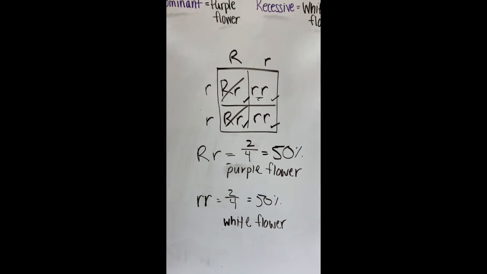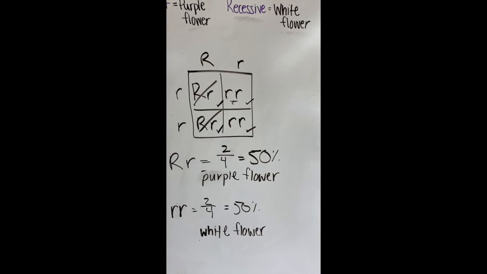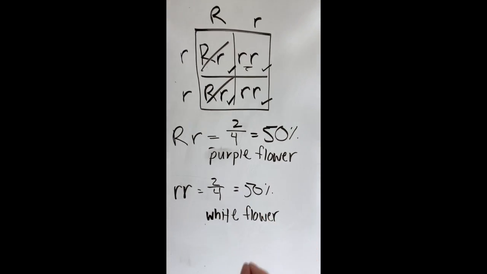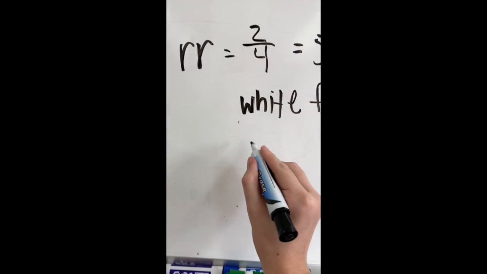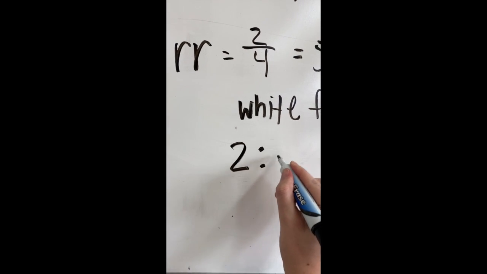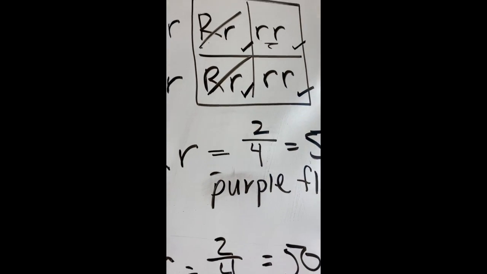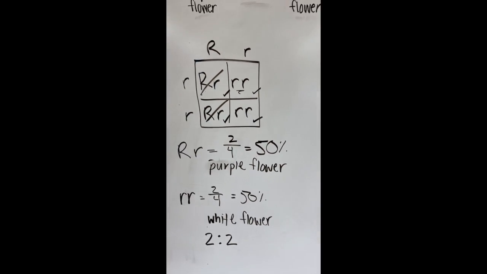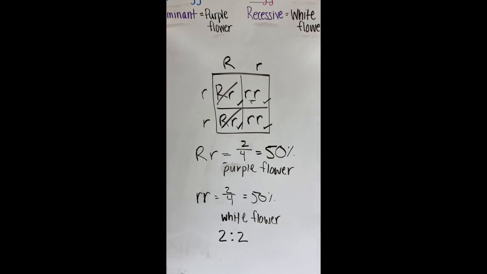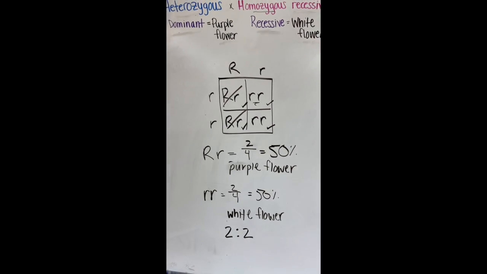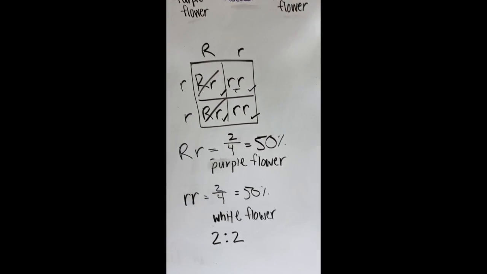Okay, so you can also write it, remember we talked yesterday, ratios can also be written with that colon. So really our chances are 2 to 2. You have a 50% chance of having a purple flower and a 50% chance of having a white flower. All right, I think we've got the Punnett squares down.